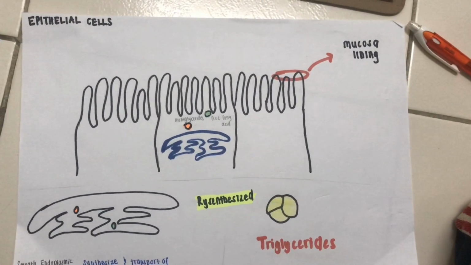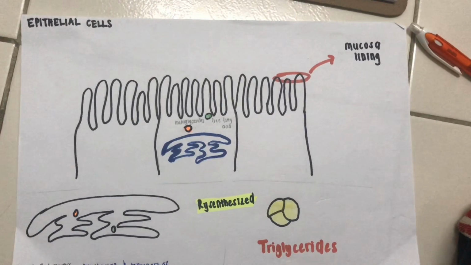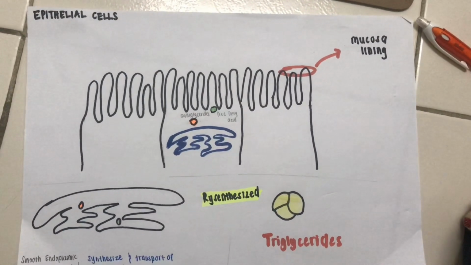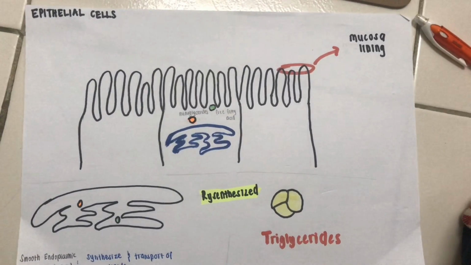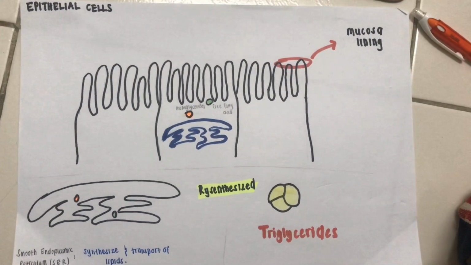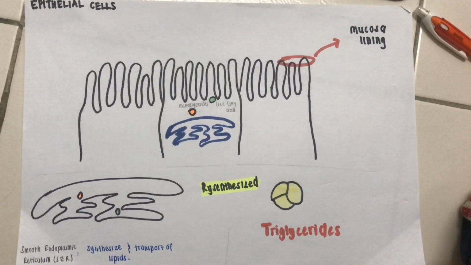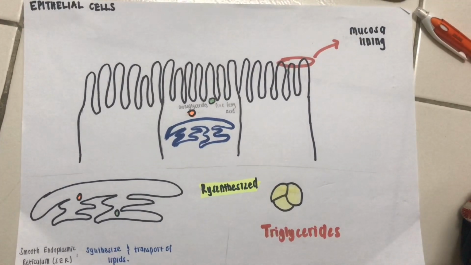The products will then enter the smooth endoplasmic reticulum to be resynthesized into triglycerides. The function of the smooth endoplasmic reticulum is to synthesize and to transport lipid. Triglycerides are the major form of fat stored by the body.